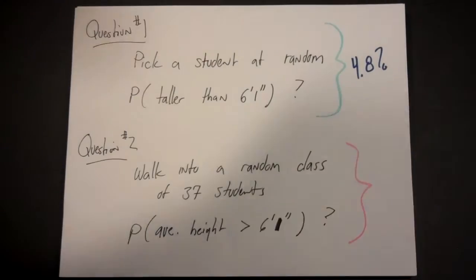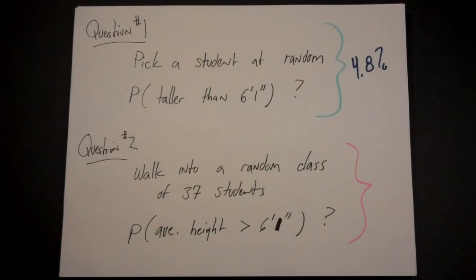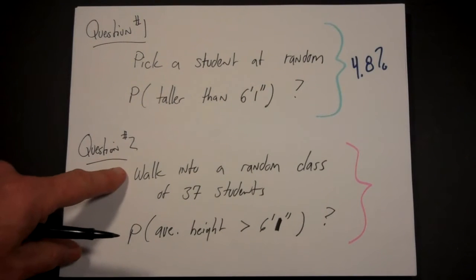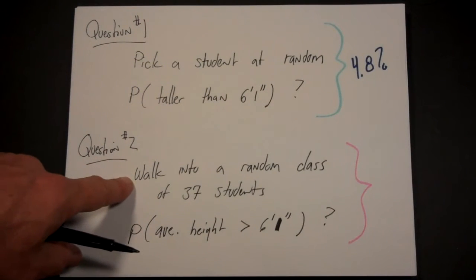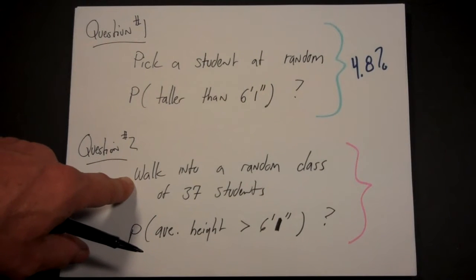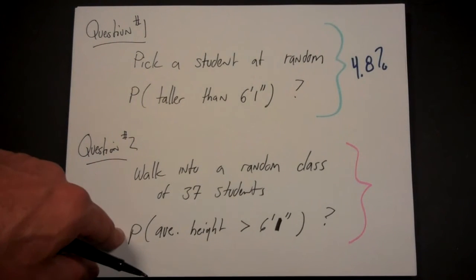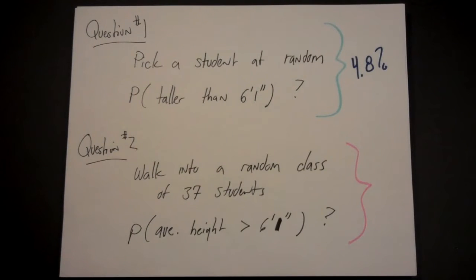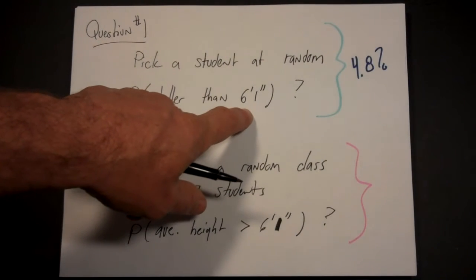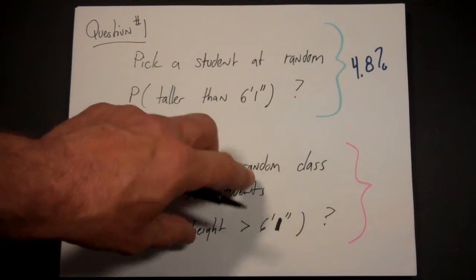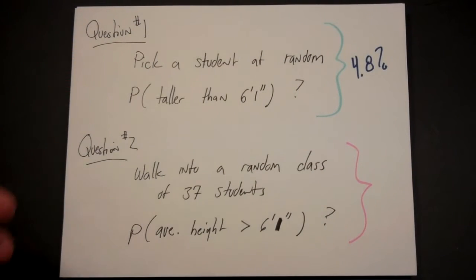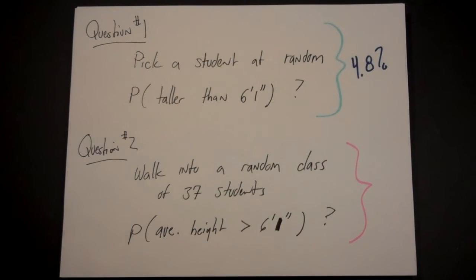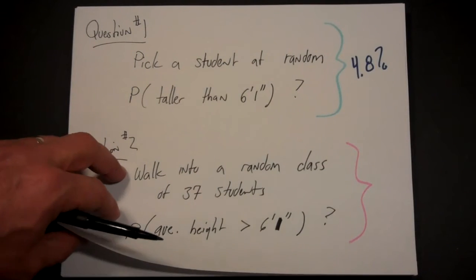What I would like you to see, both intuitively and mechanically, is the second question: you walk into a random class, and if there are 37 students in that class, what's the probability that the average height is greater than 6'1"? The intuition here is that the probability of a single extraordinary event, that is, someone being very tall, is much greater than the probability that on average you have an extraordinary event. That's in some sense at the heart of what we do in statistics, so it's important to pay attention to that. So let's look at the second problem.